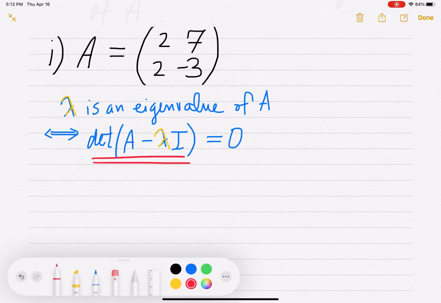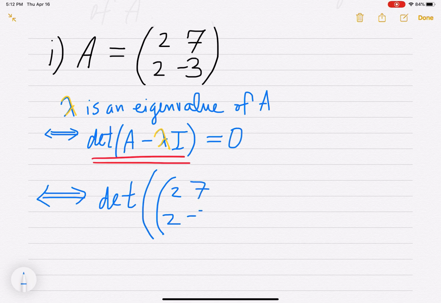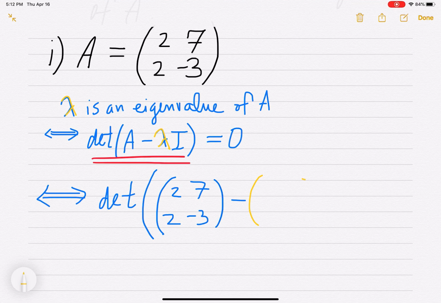All right, so let's actually write out the details on this first one. In the future, I'm not going to write out so many details. So this is the determinant of, so A is going to be what? 2, 2, 7, negative 3. And then we're going to subtract lambda I. So you think about the identity, it has what? 1's down the main diagonal. But instead of having 1's down the main diagonal, when you take lambda I, you're going to have what? Lambda's down the diagonal, and 0's everywhere else.